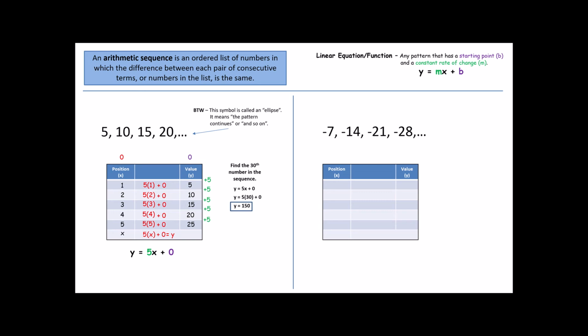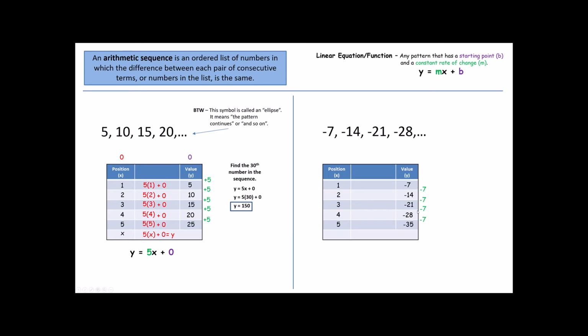Again, my table: position 1 has a negative 7, position 2 has a negative 14, position 3 has a negative 21, position 4 has a negative 28, and I can tell from this pattern that I'm decreasing, going down by 7 each time, giving me the negative 35. That's down 7 each time, so I have a negative 35 as my 5th value.